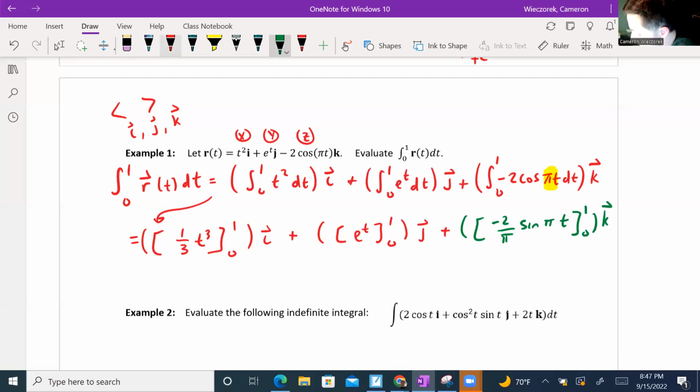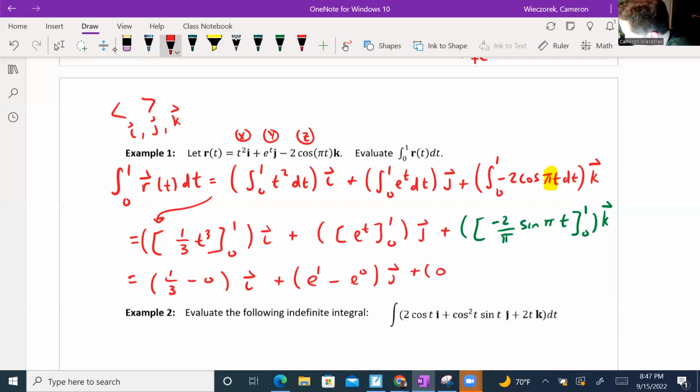Okay. And we get, this would be 1/3 minus 0 times i, plus this would be e to the first minus e to the 0 times j. And this one, let's be careful with, we're going to get negative 2 over pi times the sine of pi. Sine of pi is 0, so this is 0. Plugging in 0, we get negative 2 over pi times the sine of 0, which is also 0. So the k component of your vector drops out.